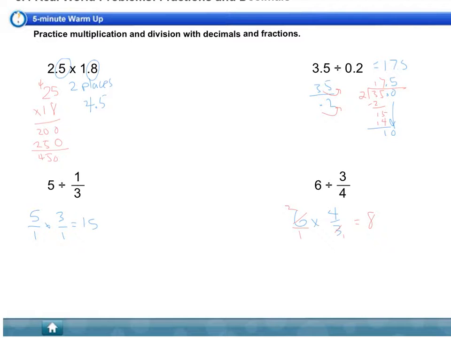That would be getting 4.5, 17.5, 15, and 8. If you have any questions about any of these multiplications or divisions, please make sure that you ask somebody that can help you.